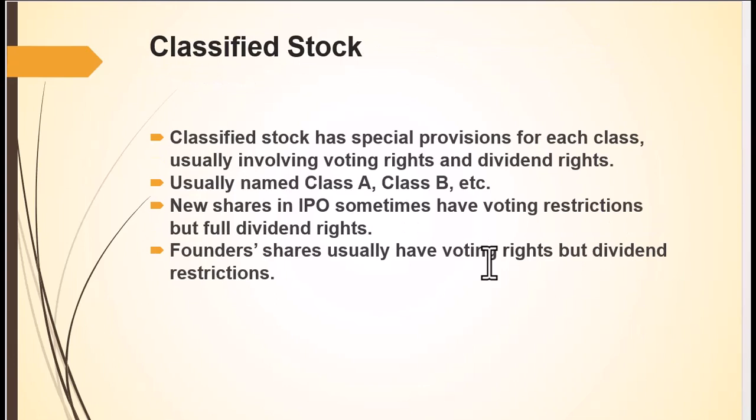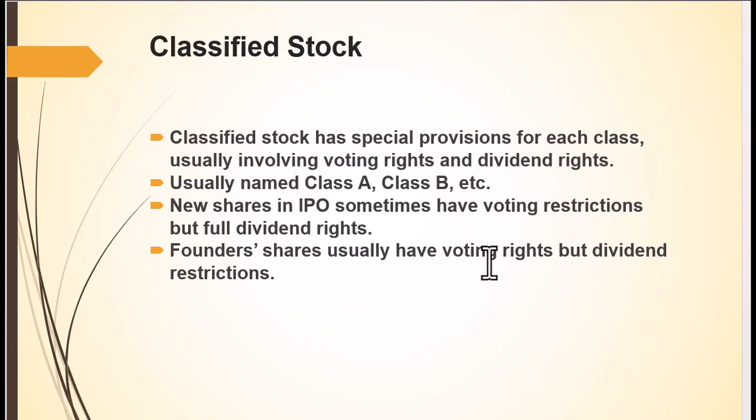What is classified stock? Certain companies have these different categories of stock, if you will. Typically, they'll be named something like Class A, Class B, etc. But what's the difference? Why are they different classes? Well, first of all, what's different about them? They could be different voting rights. They could be different dividend rights. So these particular stocks can have different characteristics of ownership. So typically, new shares in an IPO, sometimes they'll have voting restrictions, but they might have full dividend rights or vice versa.